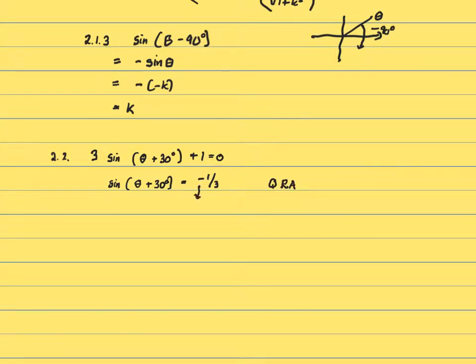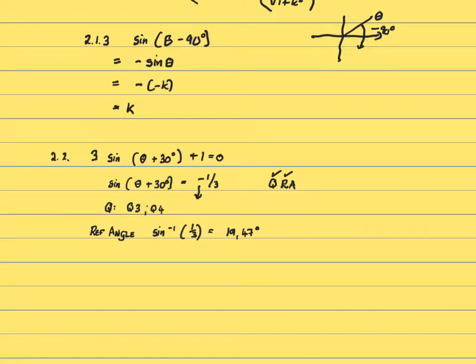So the negative tells me which quads I'm going to be in. Where is sine negative? Sine is negative in quadrant 3 and quadrant 4. Then I need to get my reference angle. How do I get my reference angle? I ignore the sign, so forget that it's a negative. I go shift sine, so sine to the -1 of a third, and that will give me a reference angle of 19,47 degrees.